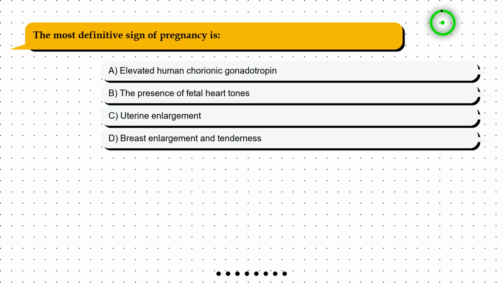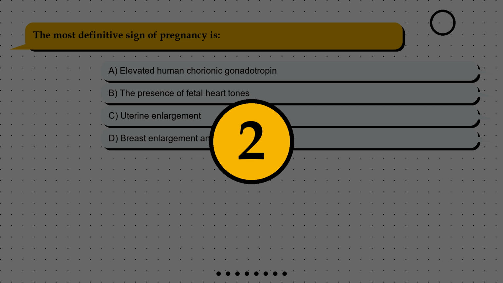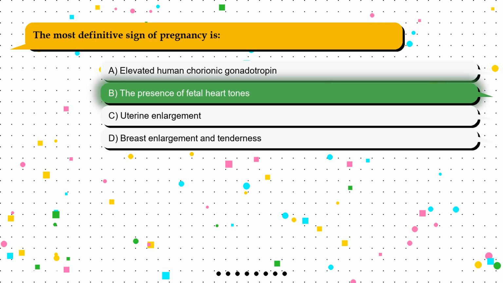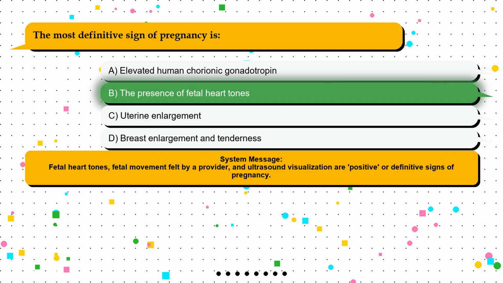Question 1. The most definitive sign of pregnancy is: Option A, elevated human chorionic gonadotropin. Option B, the presence of fetal heart tones. Option C, uterine enlargement. Option D, breast enlargement and tenderness. The correct answer is option B, the presence of fetal heart tones. Fetal heart tones, fetal movement felt by a provider, and ultrasound visualization are positive or definitive signs of pregnancy.